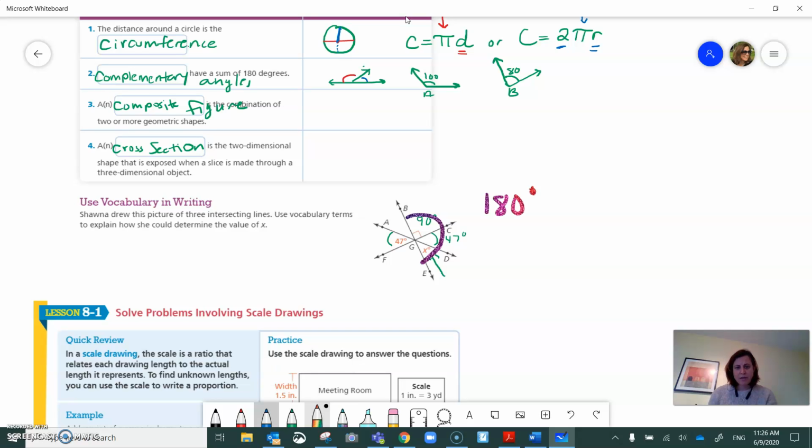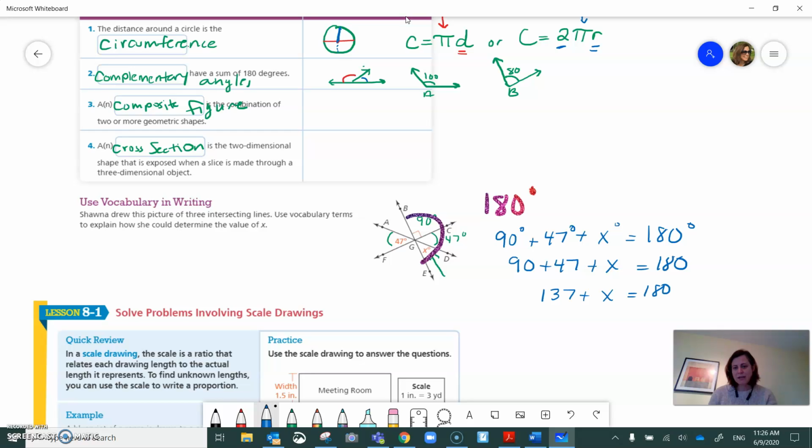So I know that if I take this angle and add it to this angle, and add it to this angle, I'm going to end up with 180 degrees. So 90 plus 47 plus an unknown number is 180. Lots of ways you can do this. You can add these guys together, so that would be 137 plus x.